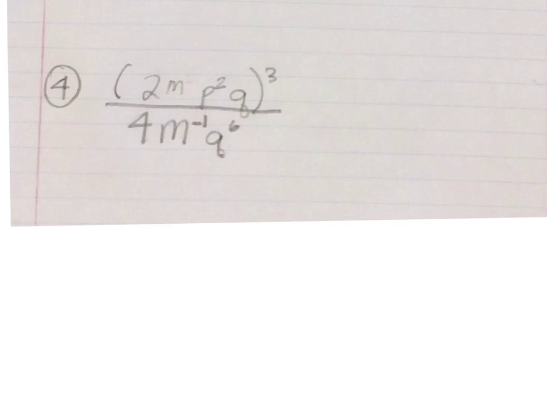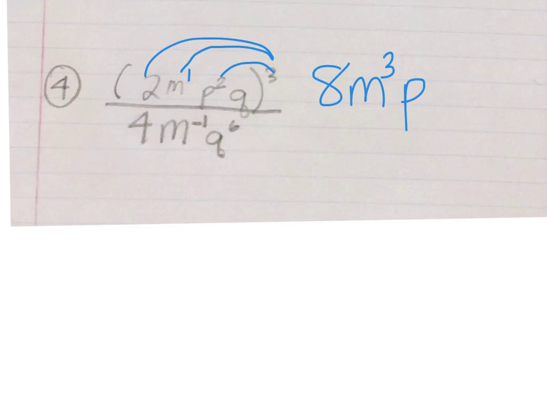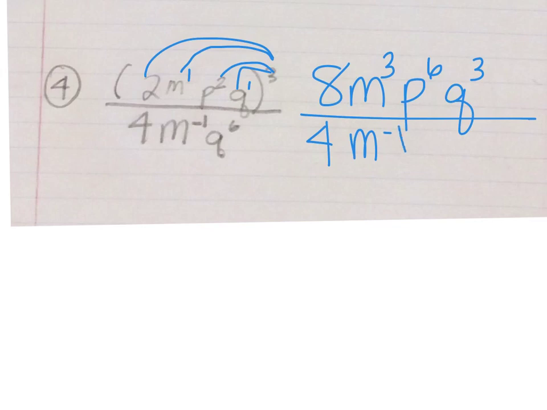Alright, so taking a look at this one, we're going to do the cube first. So we're going to say 2 times 2 is 4, 4 times 2 is 8. And then I've got a power to a power, so that m to the implied 1, we're going to multiply those, giving it a 3. And then we're going to multiply the p squared times 3, and that's going to give us 6. And there's also imaginary 1 on that q. So that's 3 times 1, giving us q to the 3rd on top. In the bottom, I'm just going to rewrite what I have. I've got 4 m to the negative 1 and q to the 6th. And let's see what I can do to reduce this even further.